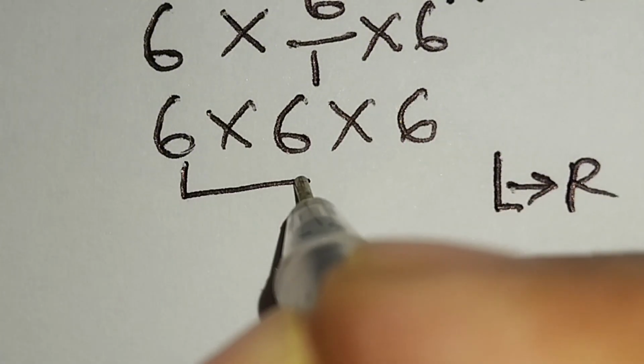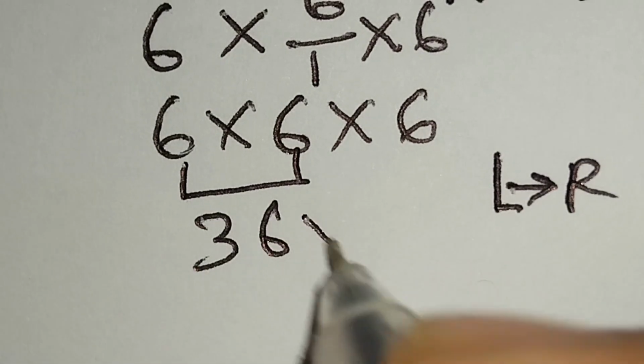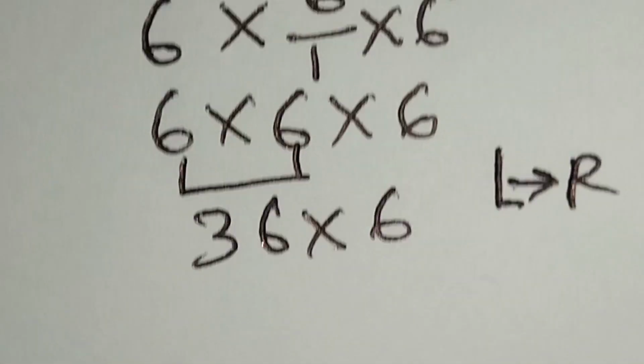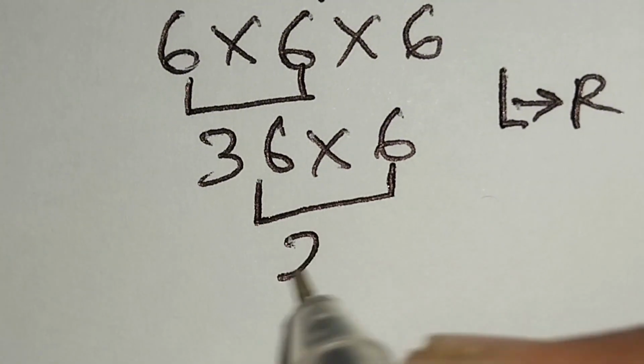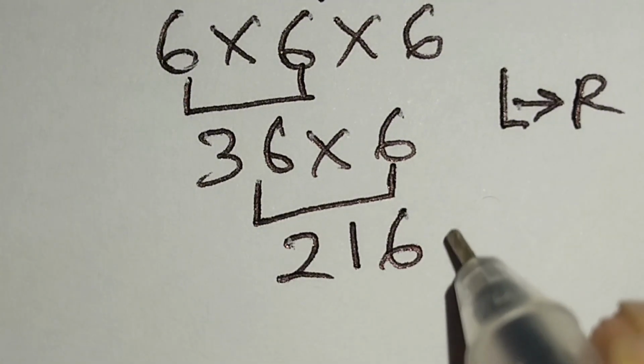Here 6 times 6 gives us 36, multiply this 6. 36 times 6 gives us 216. And this is the correct answer.